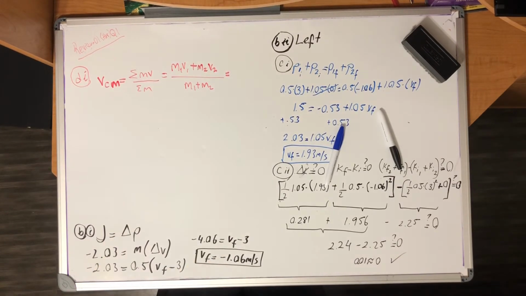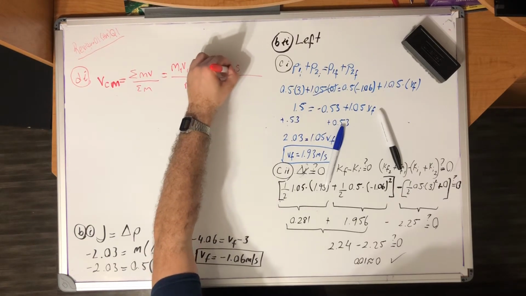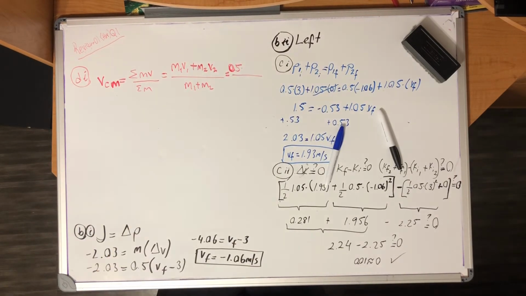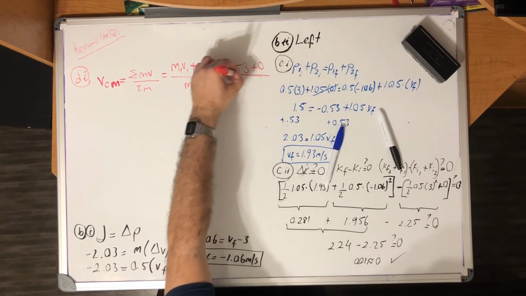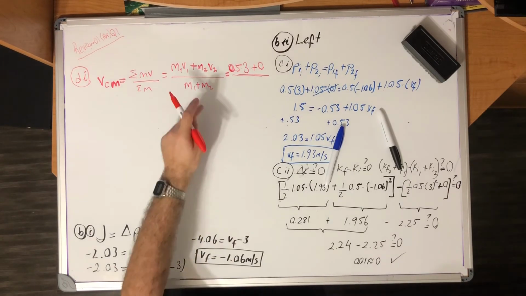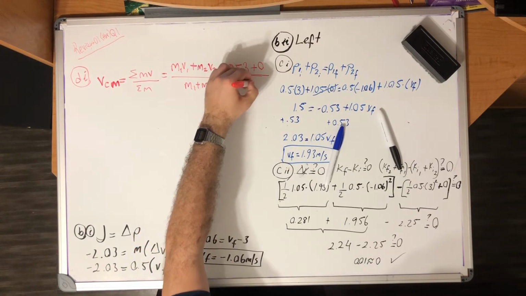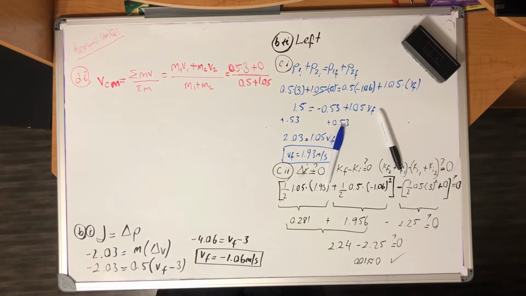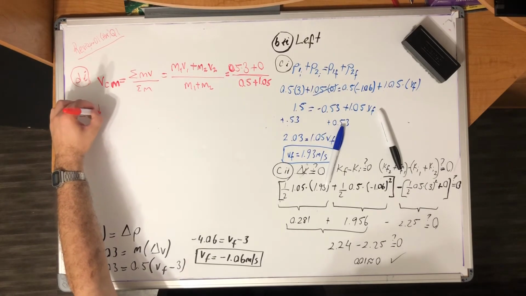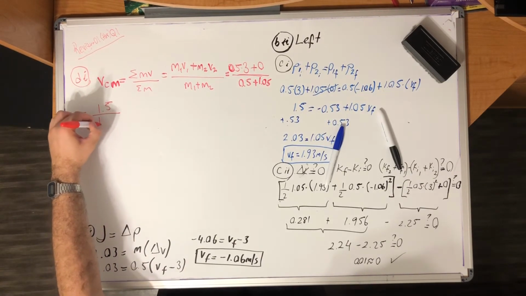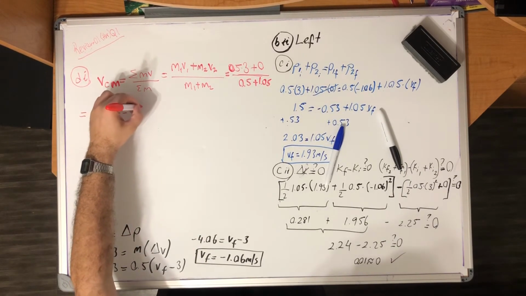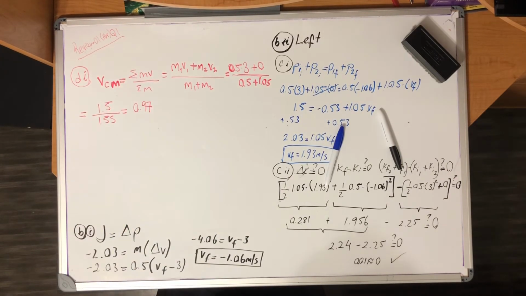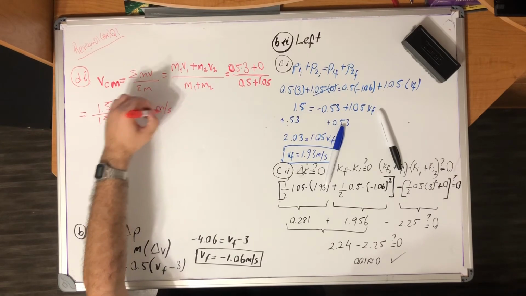So what's my mass in the first place? 0.5. And what's my velocity before the collision? 3. Plus, what's the total momentum of the second car before the collision? 0. And what do I have as a mass? 0.5 plus 1.05. Once you do the math, you get 1.5 divided by 1.55, which gives us 0.97. This is velocity, so it's meters per second.